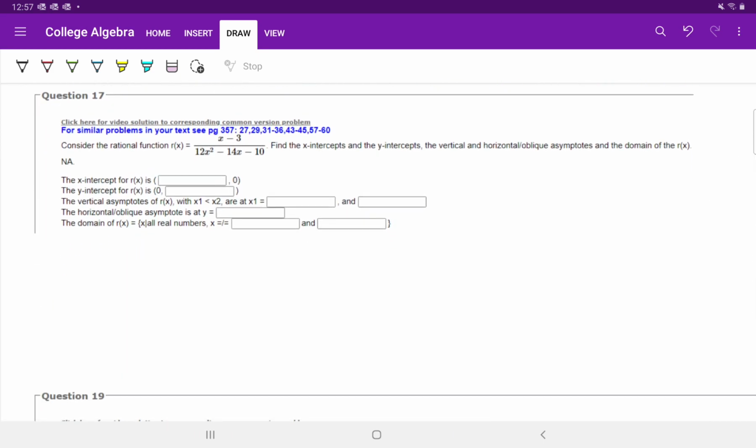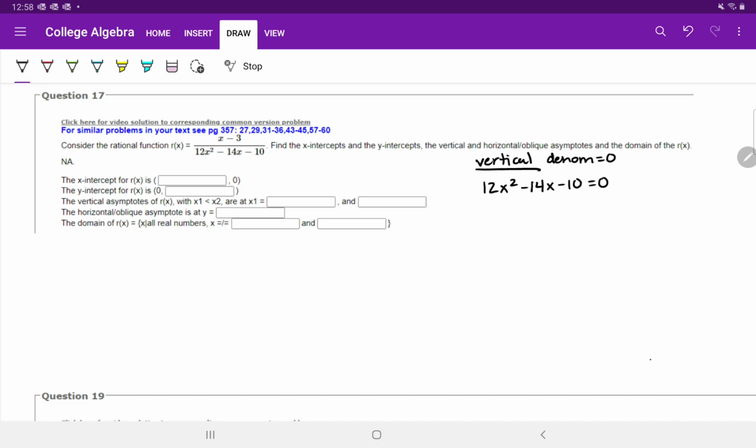Our next problem, again, is very similar. They ask for the same type of information. So let's start by trying to find our asymptotes. To check for vertical, we let the denominator equal 0. So that's going to be 12x squared minus 14x minus 10. And we solve for x.